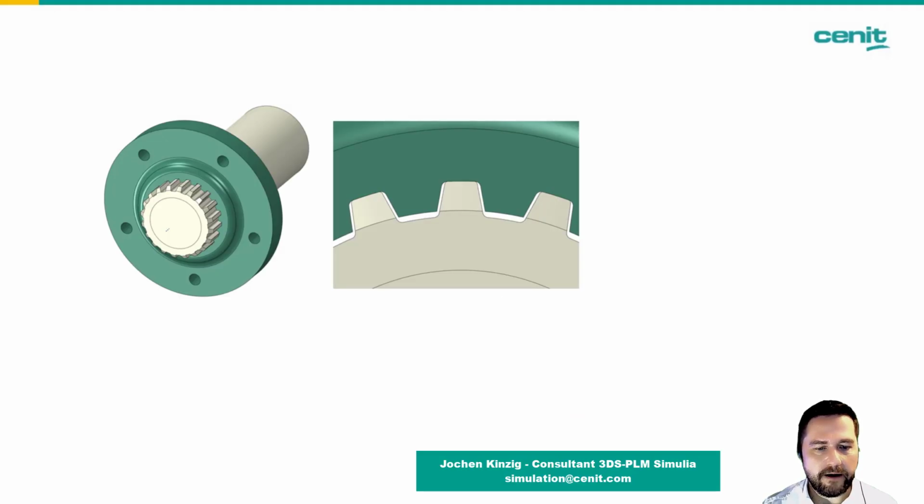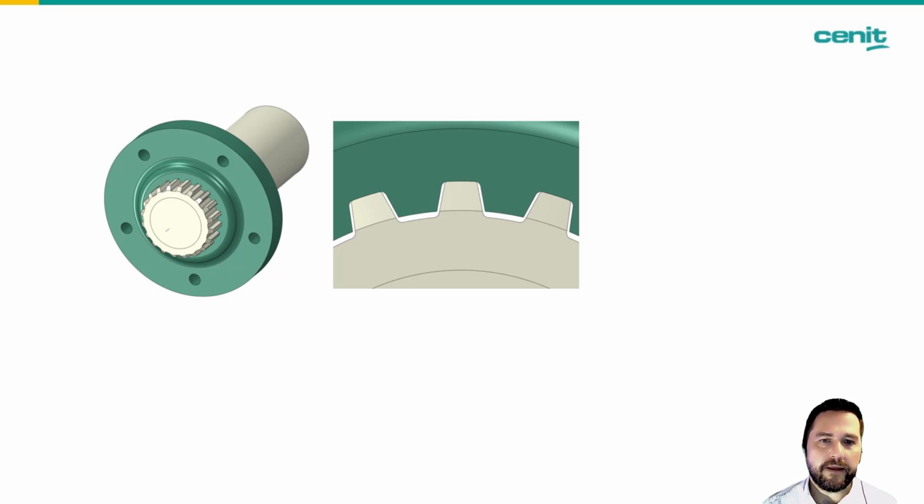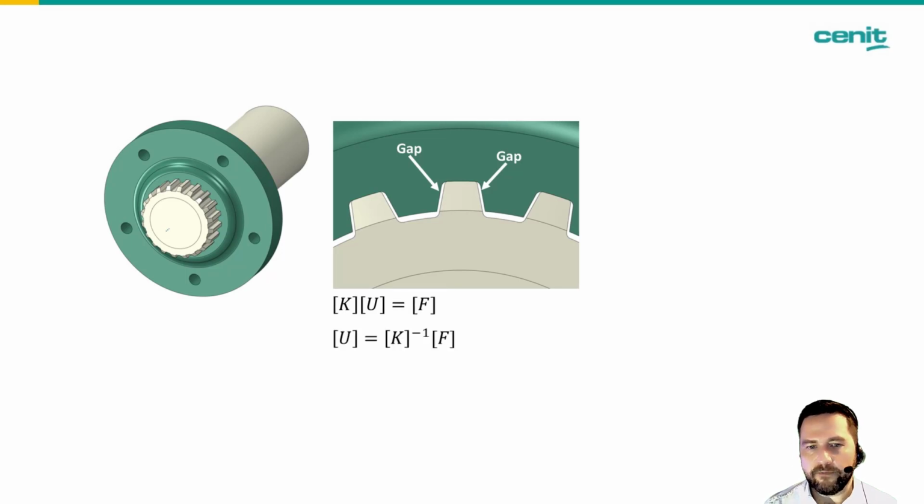So let's take, for example, this shaft with this hub, and we see that there are gaps on the left and on the right side. So we have gaps on both contact sides of the tooth. The stiffness times the deformation is the force. That's the formula. And so if we give the force, the torque, we will have to invert the stiffness matrix. But with the two gaps, the determinant of the stiffness matrix is 0. And that is a problem that will not work.